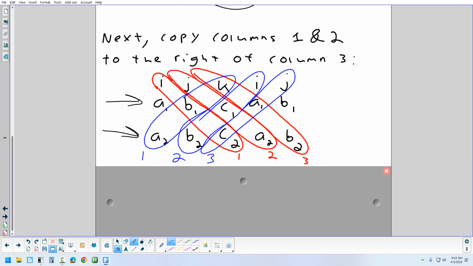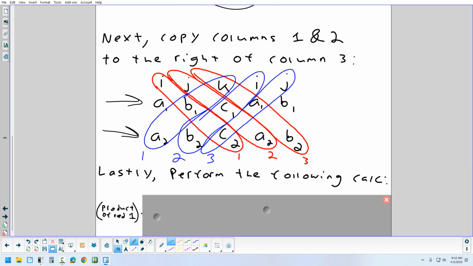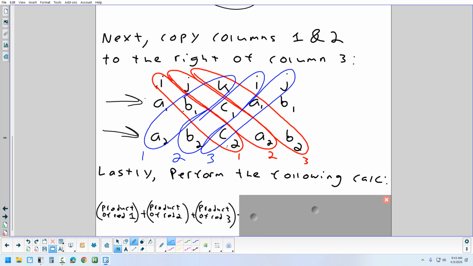So what we're going to do is start by multiplying together everything that's on that first red diagonal. And remember, B1 and C2 are going to be numbers. So you might have an I, a 2, and a 5. That would be I times 2 times 5. That's 10I. So multiply everything that's on red diagonal number 1. We're going to add that to the product of red diagonal 2. And then we're going to add that to the product of everything on the third red diagonal. Okay, that's the first half.